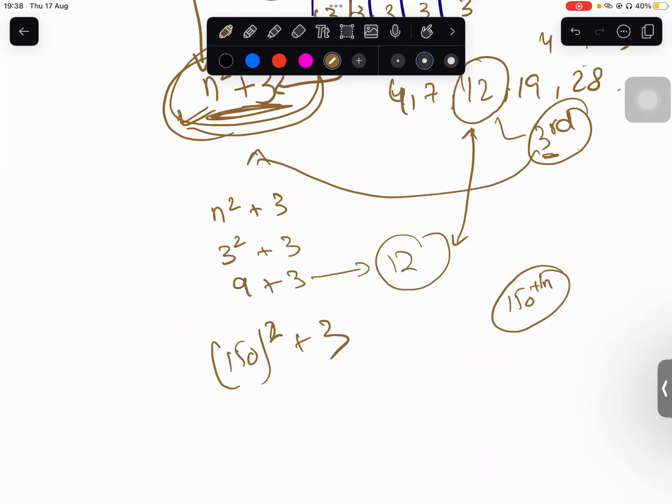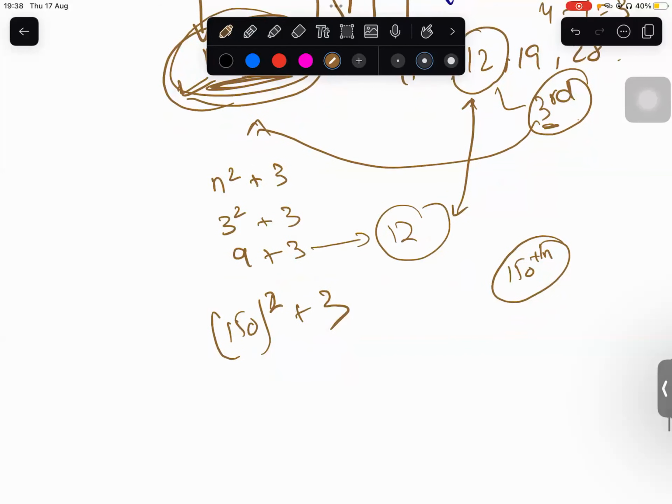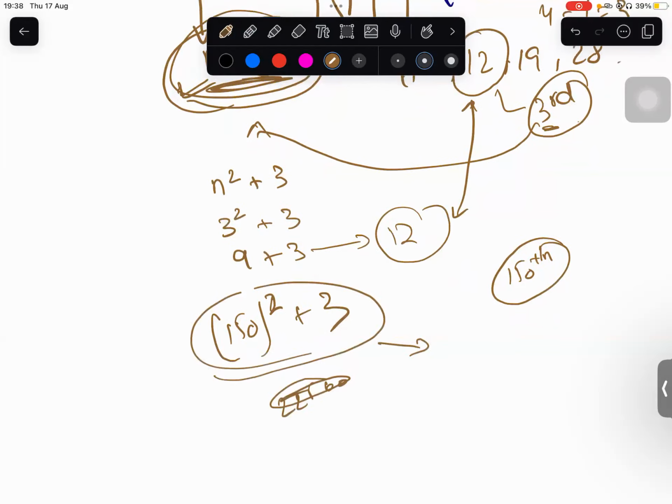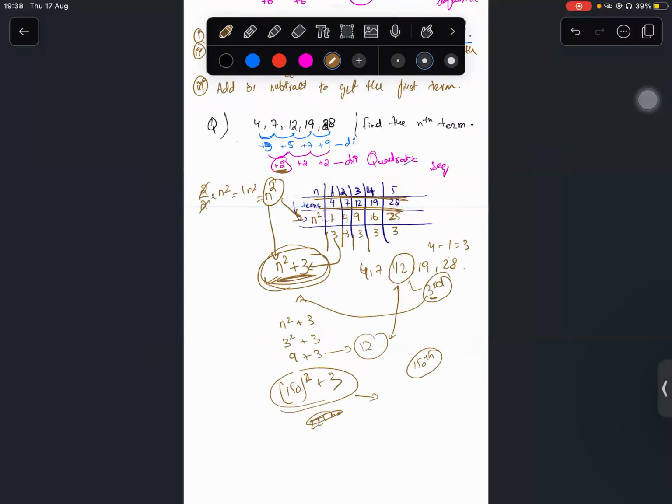This would be a very big number. I don't know what that is, but I think it would be 225 something thousand or something. Anyway, you get the gist, right? So you just solve this in your calculator and get the 100th term. So this is pretty much it about quadratic sequences.